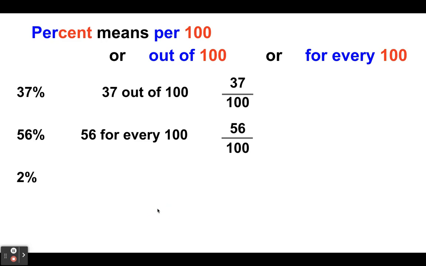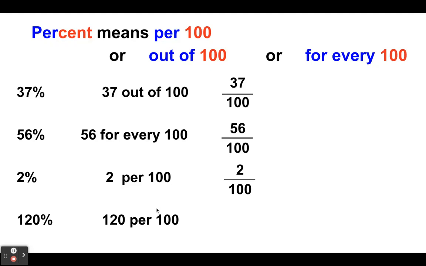Let's go 2%. I could say 2 out of every 100, 2 for every 100, or 2 per 100. That's 2 out of 100. There's your fraction, 2 on top, 100 is the denominator. Even if I have something more than 100%, 120%, again, 120 out of 100, 120 for every 100, or 120 per 100. And there is your fraction.